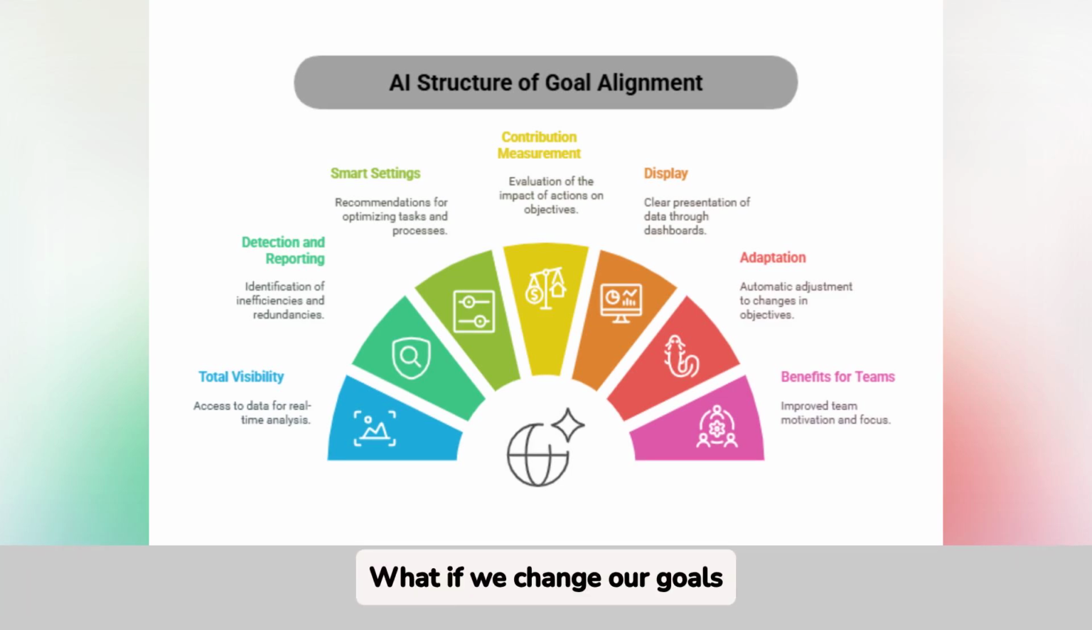What if we change our goals mid-quarter? The AI adapts automatically. It reconfigures itself based on the new OKRs. It reevaluates all active tasks, analyzes their new level of relevance, and tells you what things no longer make sense to continue doing, what urgently needs to be prioritized, what you should accelerate or strengthen.